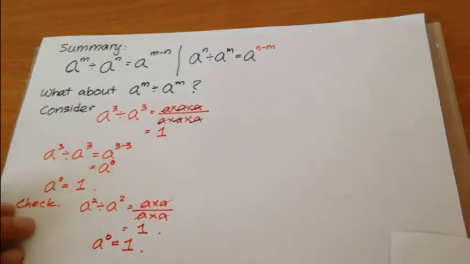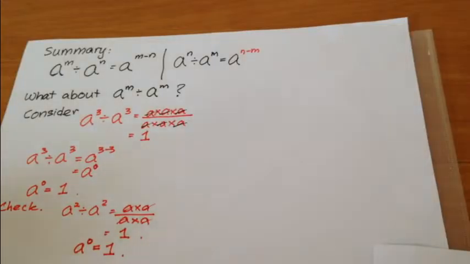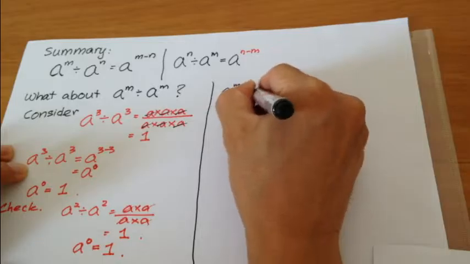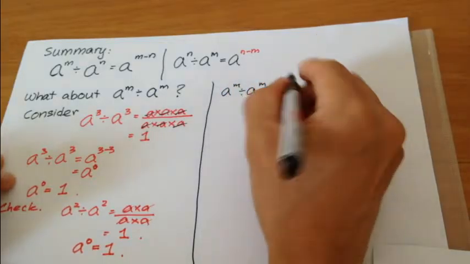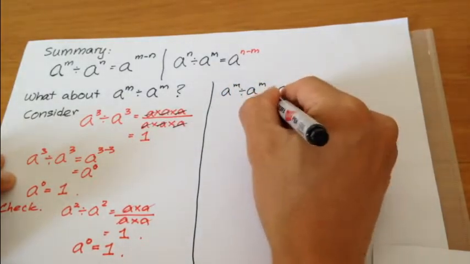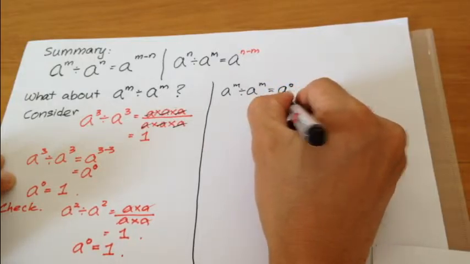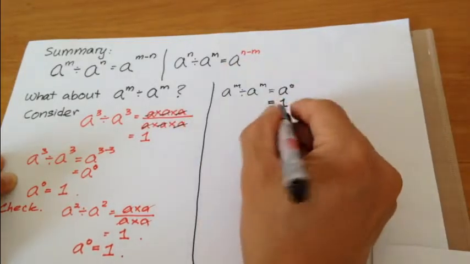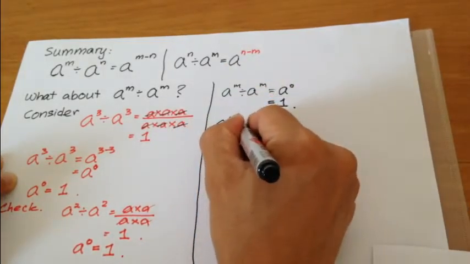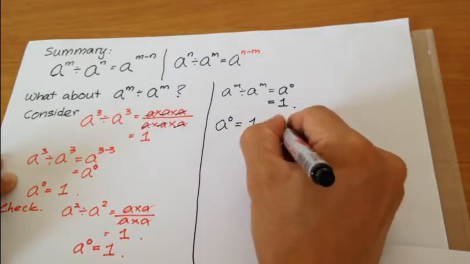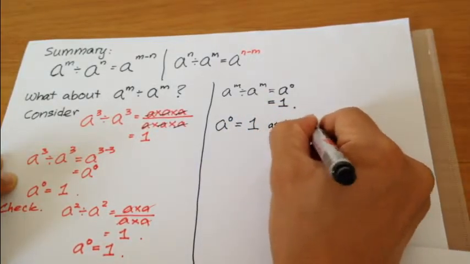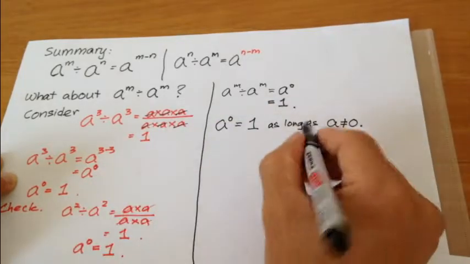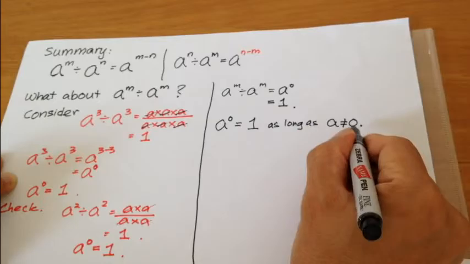So at this stage, we can make another summary. That is, if you have a to the power of m divided by a to the power of m, then this is a to the power of 0. And that is equal to 1. Alright, so far so good. Now, there is a qualification for this. A to the power of 0 is only equal to 1 as long as a is not equal to 0. This is a qualification that you need to remember.